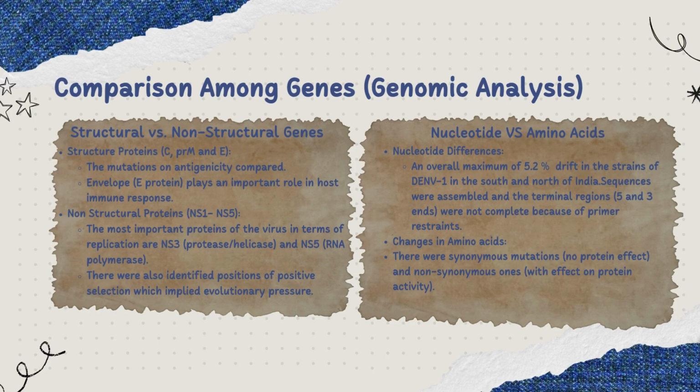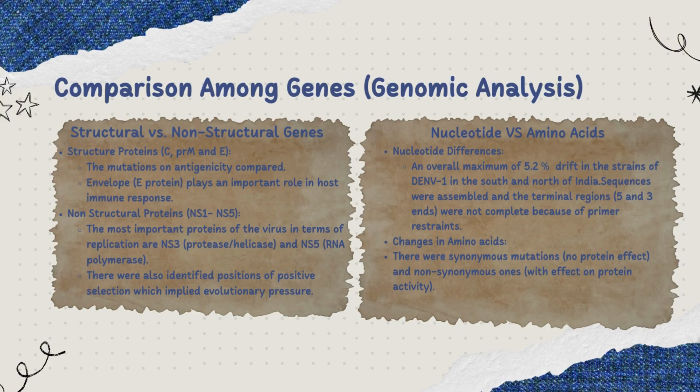This study compared key genes in DENV1 strains, focusing on two major categories: structural proteins, essential for virus architecture, and non-structural proteins, critical for viral replication. We will also explore how mutations at the nucleotide and amino acid level impact the virus. First, let me go through the differences of structural and non-structural genes.